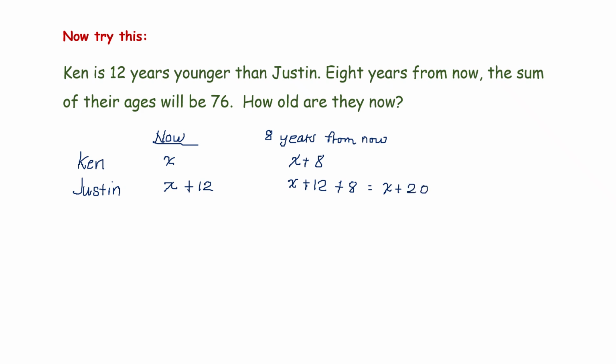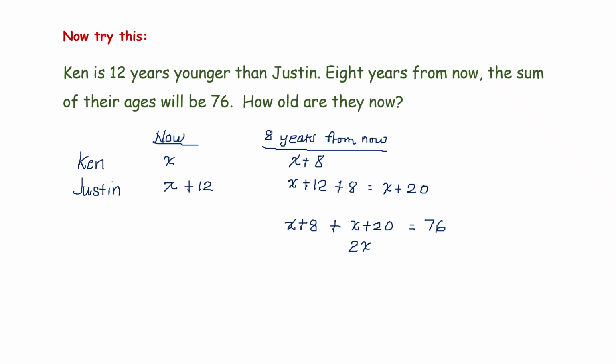Let's apply this clue. The sum of their ages will be 76. Consider their ages 8 years from now. So X plus 8, Ken's age, plus Justin's age, X plus 20, will be equal to 76. Combine like terms. X plus X is 2X. 20 plus 8 is positive 28.